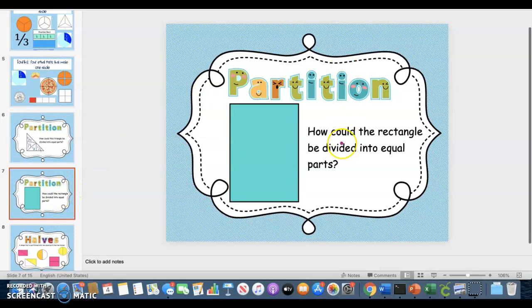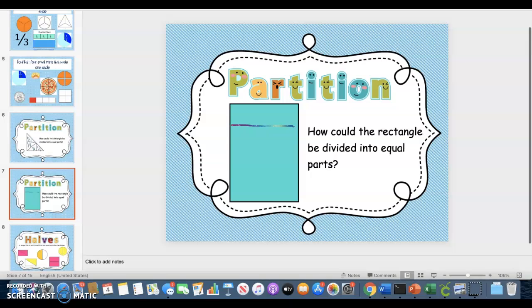All right, let's talk about partitioning this rectangle. How could this rectangle be divided into equal parts? Well, let's say we wanted to partition the rectangle into fourths. How many parts would we need? Yeah, we would need to break it up into 4 equal parts because fourths means 4. So we could do it right down the middle. Whoops, that's not very straight. And then we've got 4 equal parts. We could do it that way.